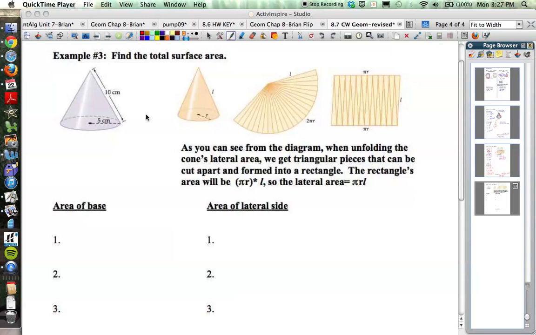Well, just like a cylinder, of course, the cone has a base that is a circle. But since it's a cone, there's only one circle, just one base. But the other part is the lateral area of the cone. And again, we're given some dimensions here. We're told that the radius of our base right here is 5 centimeters, and we're told that our slant height, right here, is 10 centimeters. 5 centimeters and 10 centimeters.